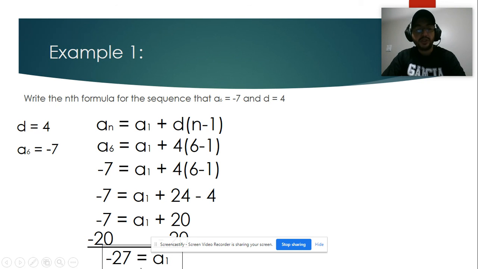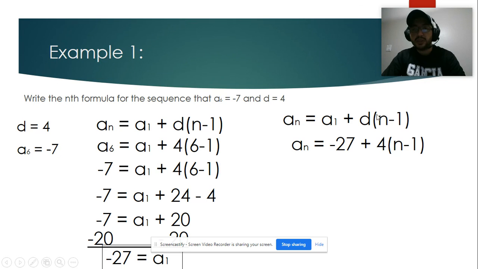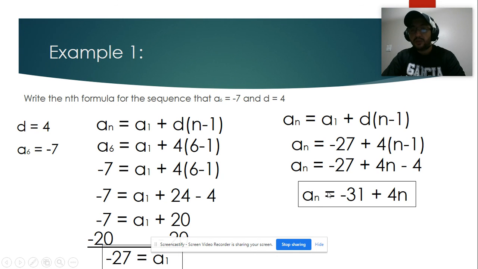So using the first term and the distance, we're going to find the nth formula. We're going to replace a sub 1 with negative 27, and we're going to replace the d with 4. Then use the distributive property to simplify. So it will be 4 times n and 4 times negative 1, which is negative 4. Combine like terms. The nth term will be equal to negative 31 plus 4n.